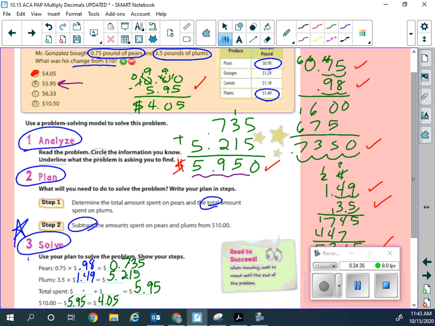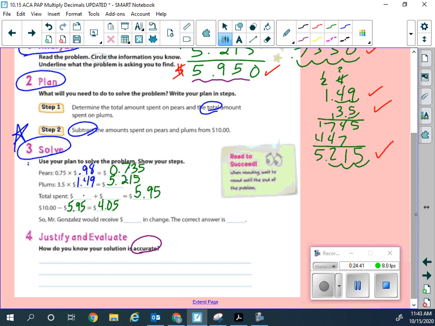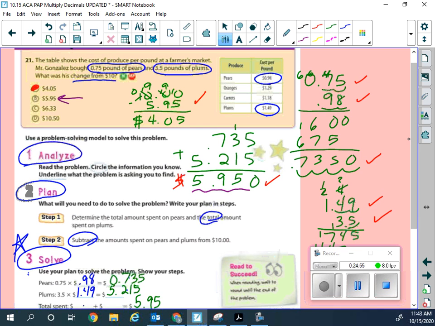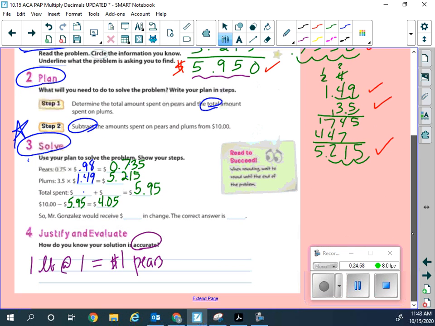Instead of 0.75, that's really close to 1 pound, right? And then instead of 98 cents, that's really close to what? So really, 1 pound at $1 would be about $1 on the pears. Okay? Then up here, instead of saying 3.5 pounds of plums at $1.49, we would say he bought about 4 pounds at $1, which would be what? 4 pounds at $1 would be $4.